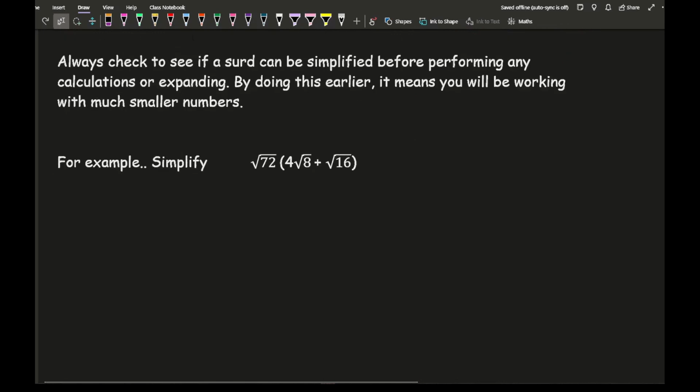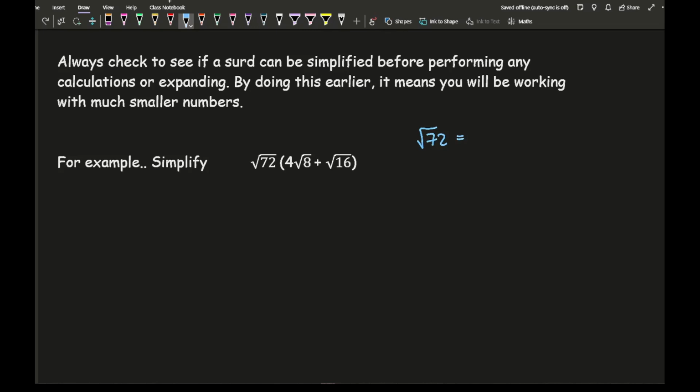Now the one thing that you also need to do is always check to see if a surd can be simplified before performing any calculations or expanding. Now by doing this earlier, it means that you will be working with much smaller numbers and more appropriate for when you're dealing with non-calculator problems. So if we look at this question here, now root 72 seems like a big number, so I think to myself, can I simplify root 72?